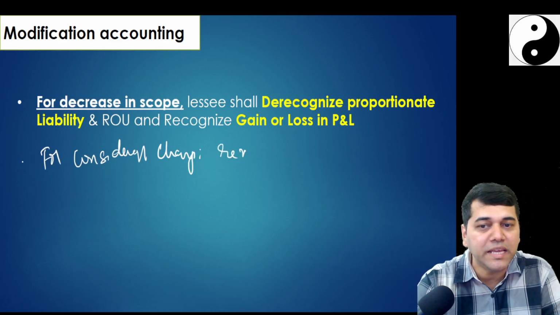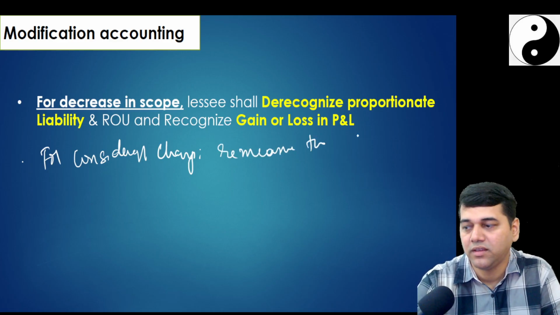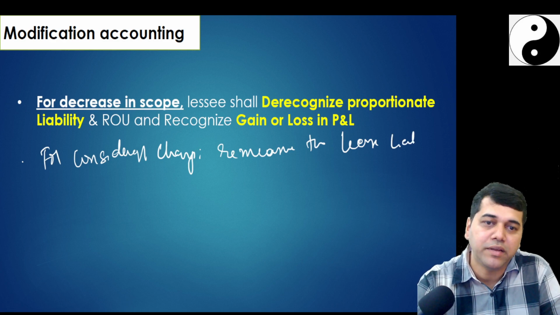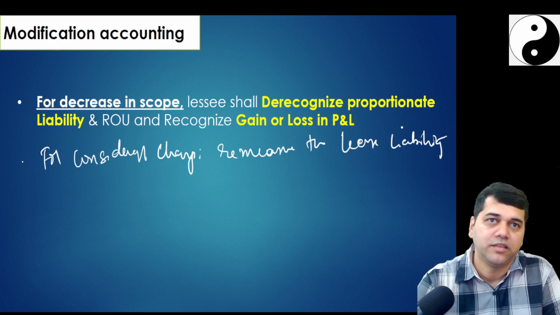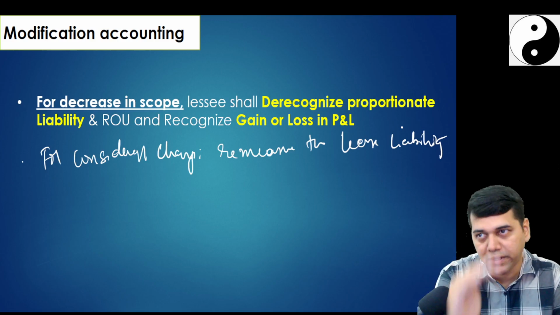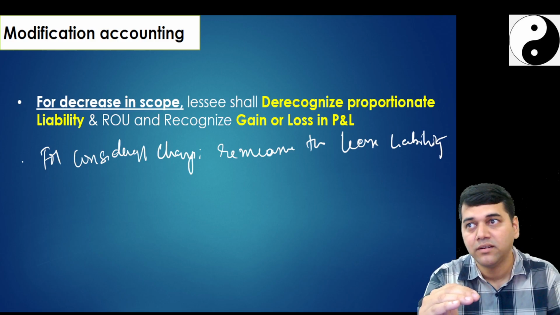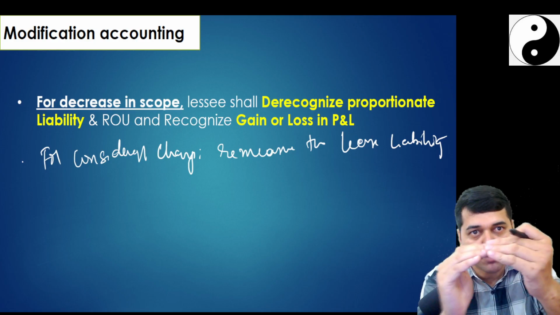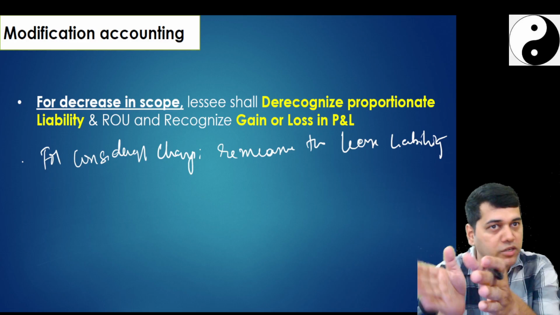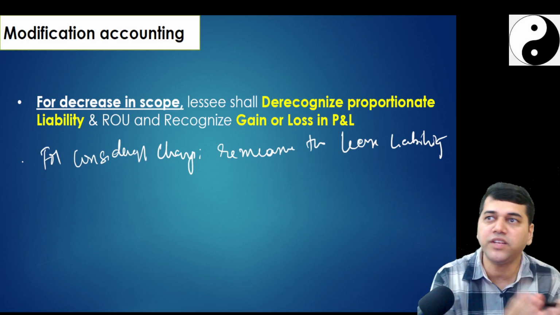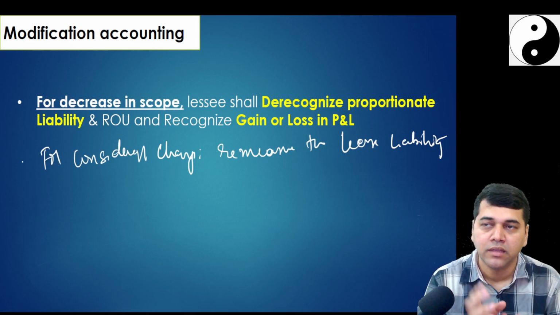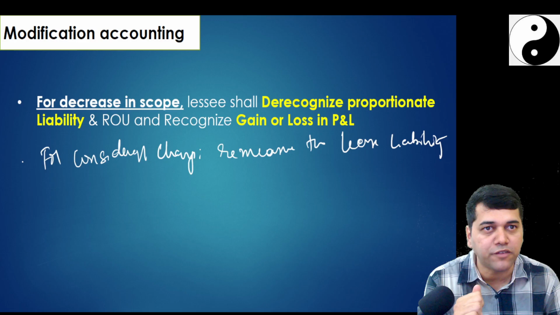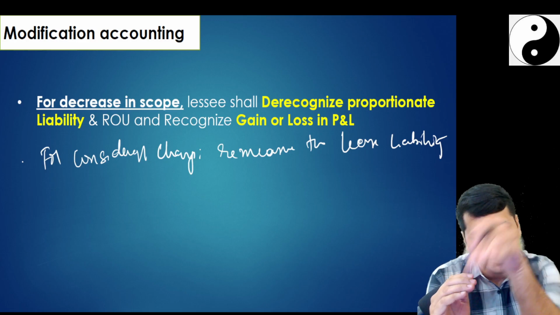We do remeasure the lease liability. See, if it was simply scope reduction, but same term, what would I have done? Simply reduced the proportionate value, recognized P&L, continued with the balance, finished. Life was simple. But they didn't want your life to be simple. They added one consideration change also.